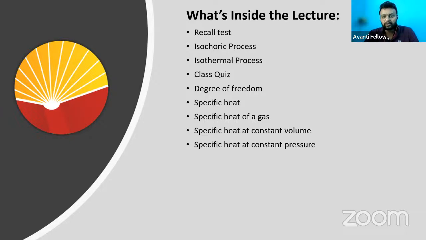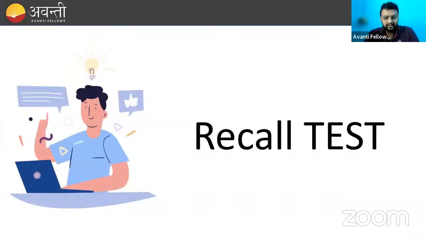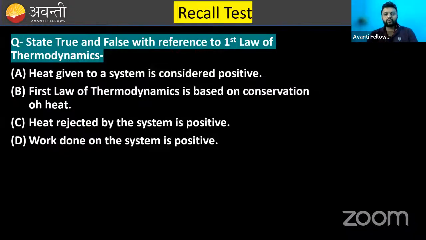I have put two recall tests. Let's take a look. In the first question, these four are not options actually. You have to find out which statement is true and which is false out of these four. You can answer like this: A is true, B is false, C is true, D is false, whatever the answer is. You have 40 seconds to answer.